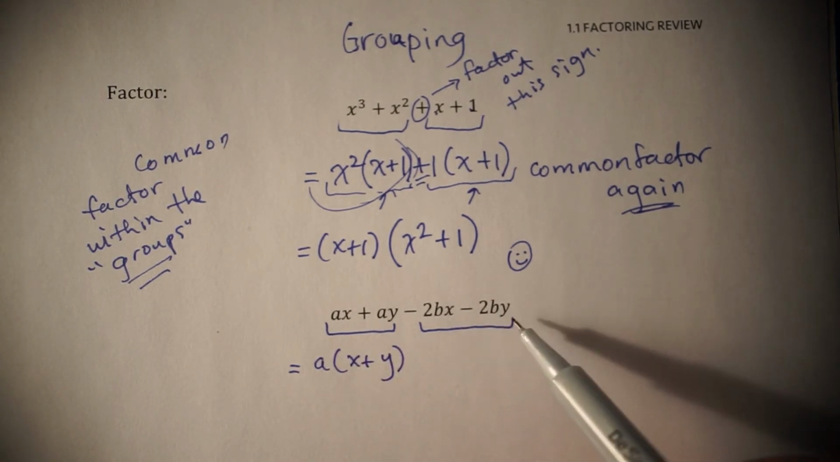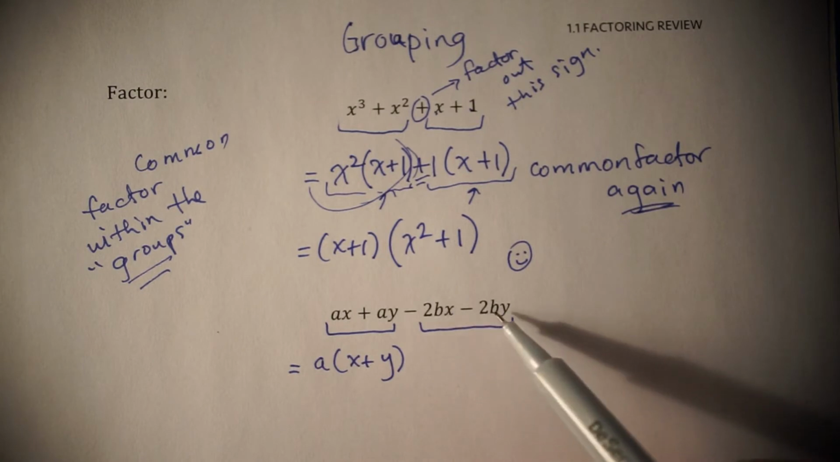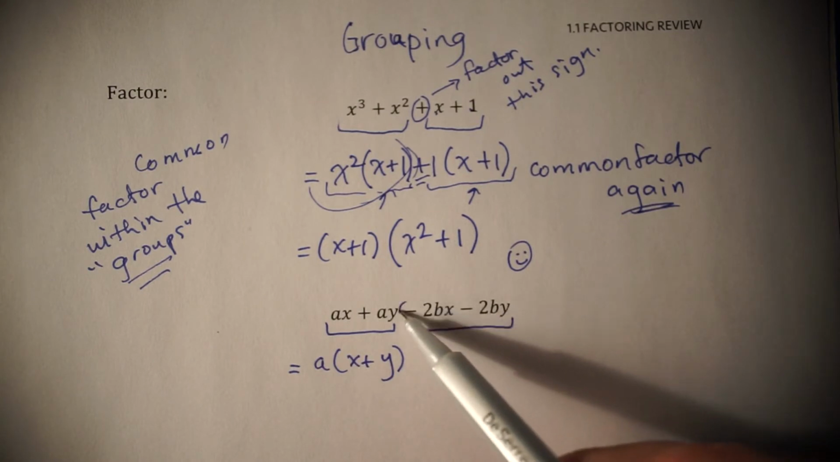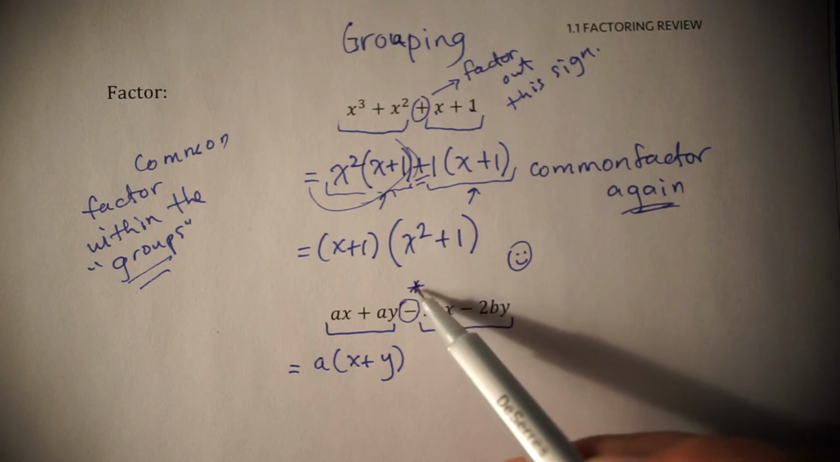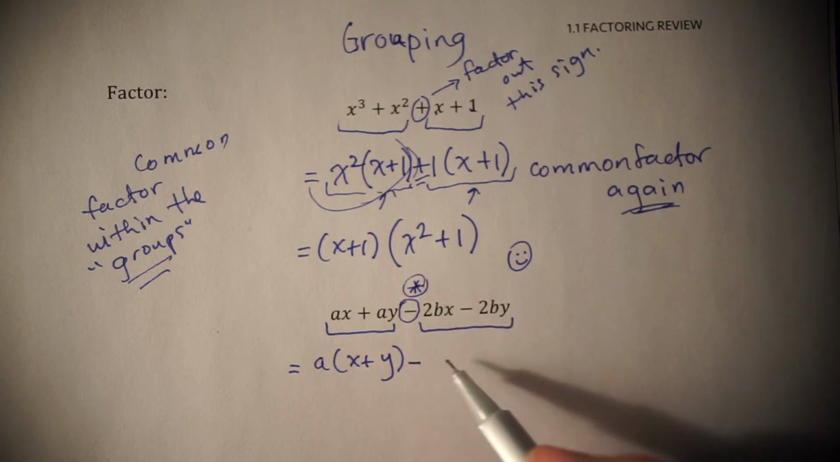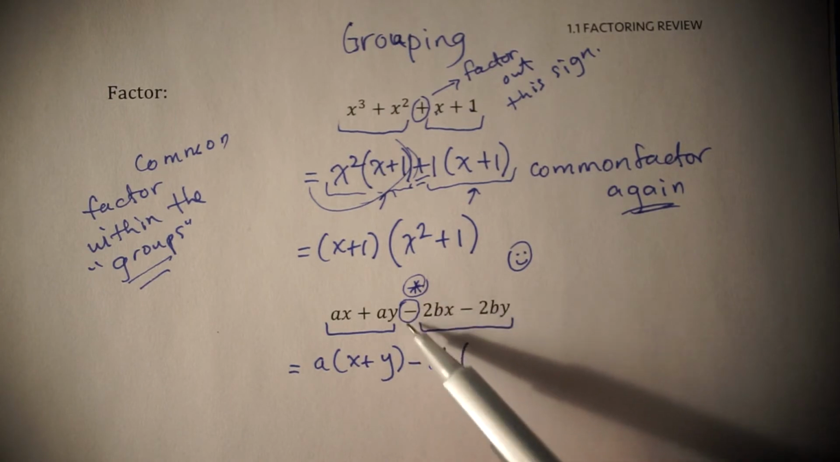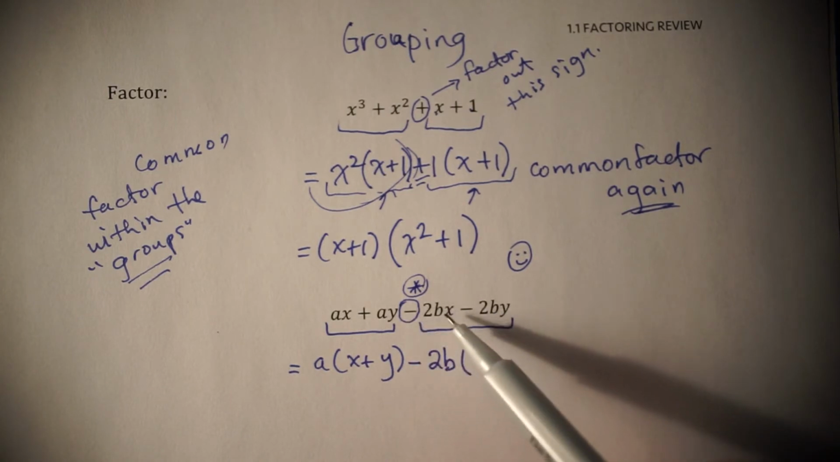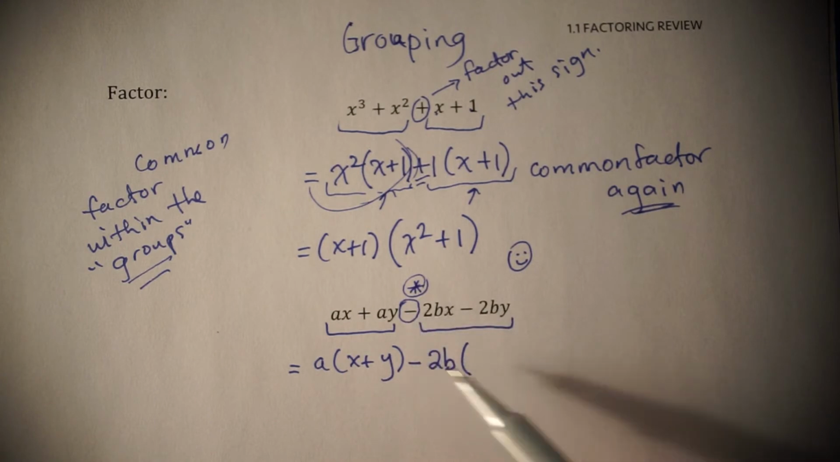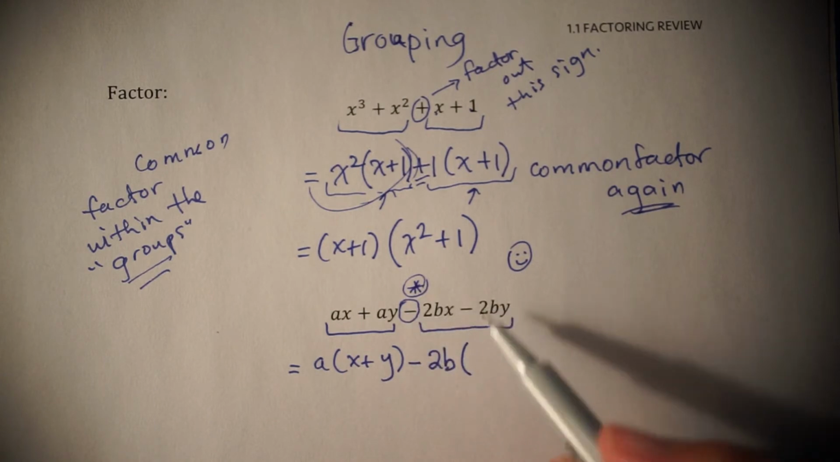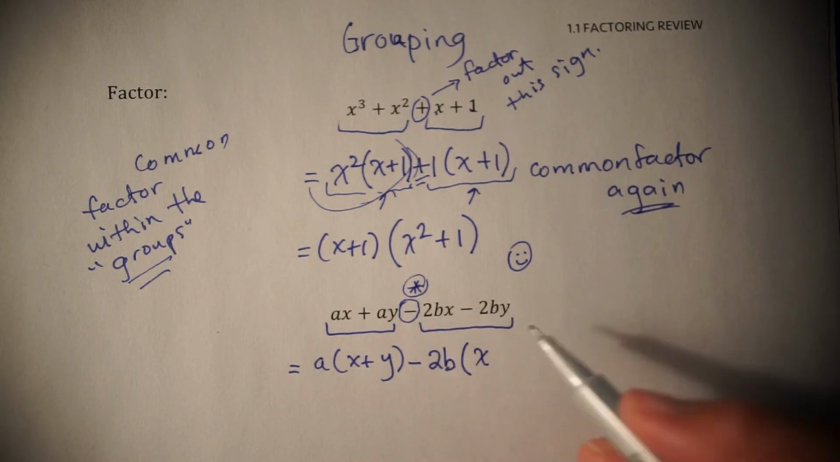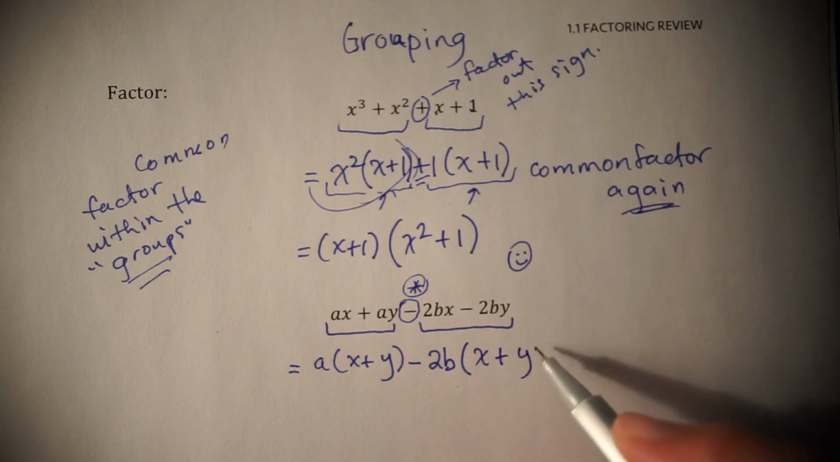Now here in the second group, I want to take out a 2 and a b. They both have a 2 and a b. But remember, I have to factor out that sign right there, that minus. So it's going to be a negative 2b. And when I factor out the negative 2b, I'm dividing this whole thing by negative 2b. The only thing left when negative divided by negative is a positive, and then the only thing left there is x. That will be a positive and a y.